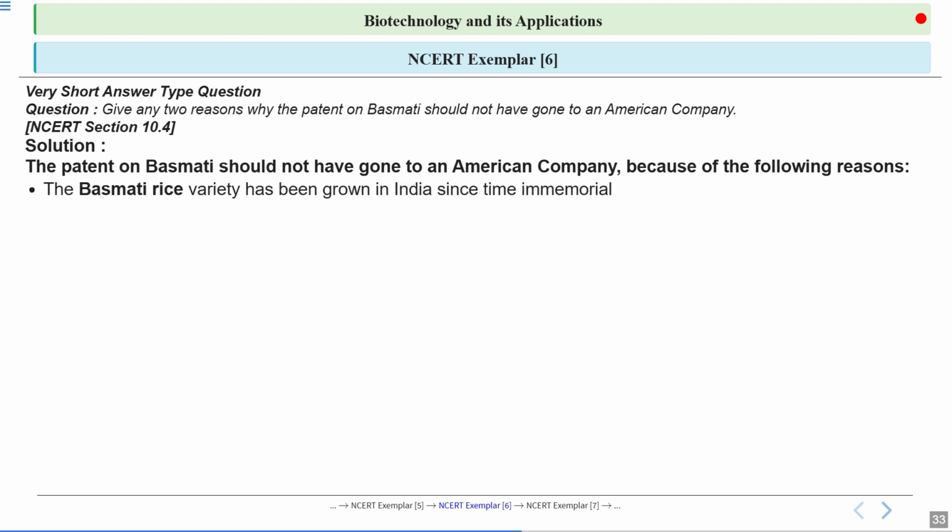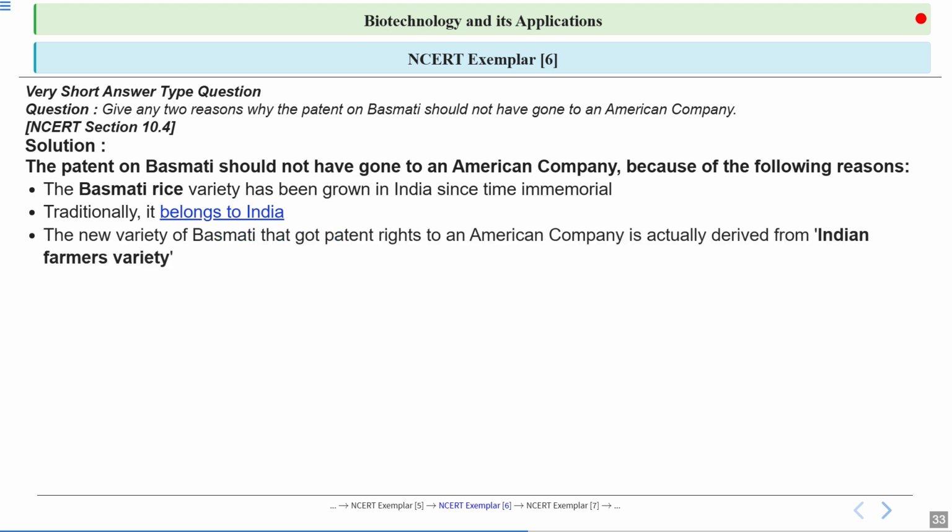First, the basmati rice variety has been grown in India since time immemorial, meaning for centuries, and traditionally it belongs to India. The new variety of basmati that got patent rights to an American company is actually derived from an Indian farmer variety. They took an Indian farmer variety of basmati and crossbred it with a semi-dwarf variety and said this is a new discovery with novelty, and so they got the patent. Although it is not correct, because it is derived from the Indian farmer variety and belongs to India only.